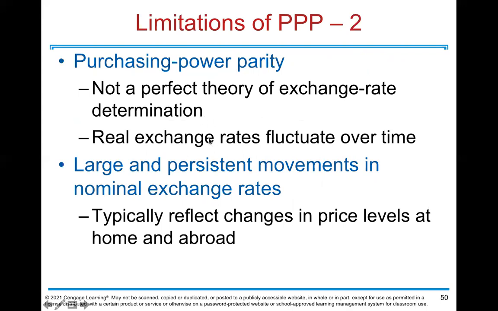We also do see that real exchange rates do fluctuate over time, and any changes in the nominal exchange rate typically reflect changes in price levels, right? So if we see exchange rates are changing, it's really a reflection of changing price levels at home or abroad. And of course, what is a price level a function of? Well, we know that price levels are a function of money supply, right? Central banks increase or decrease the money supply. That increases or decreases our price levels, which increase or decrease our nominal exchange rates.